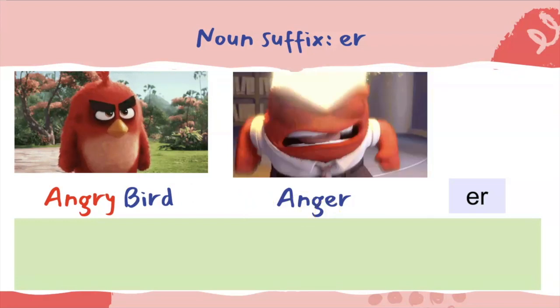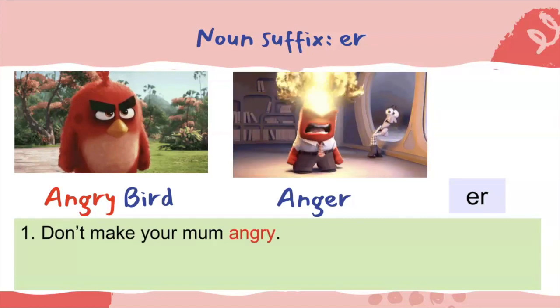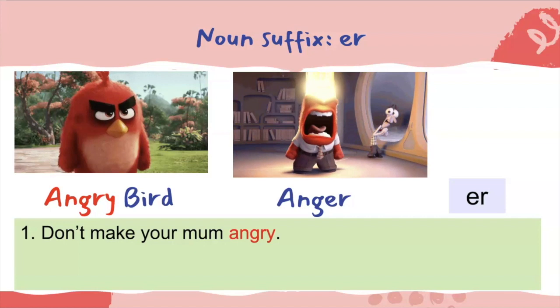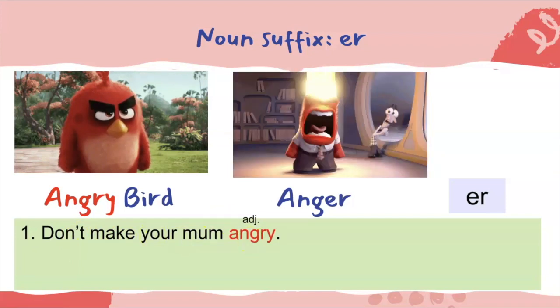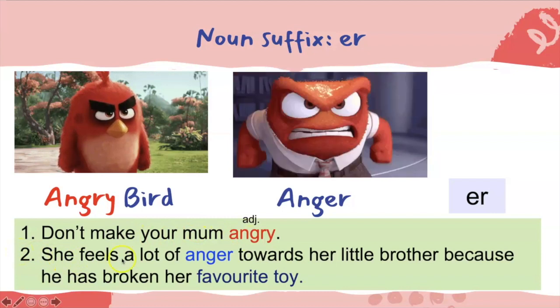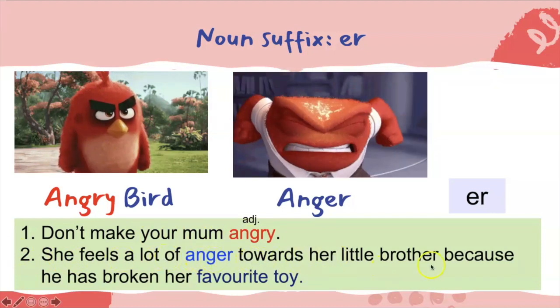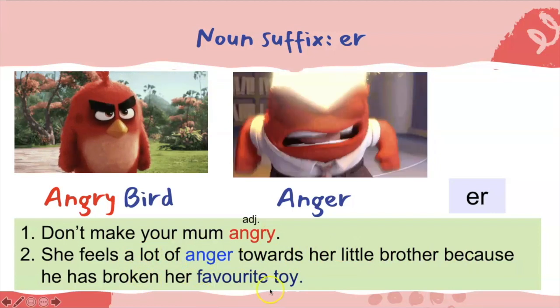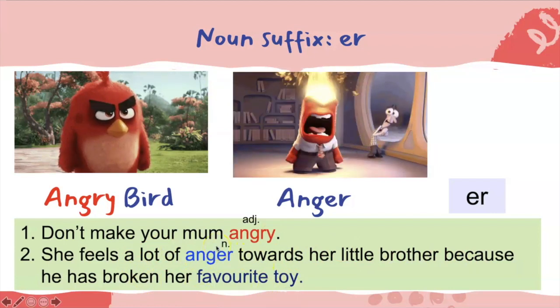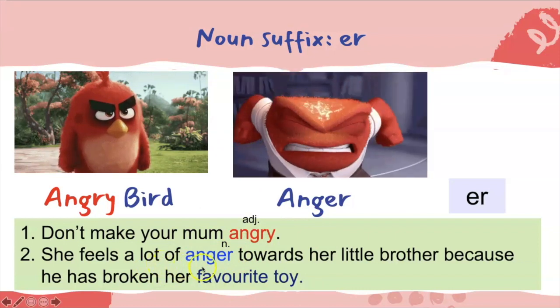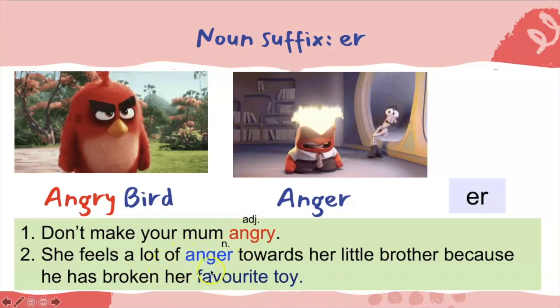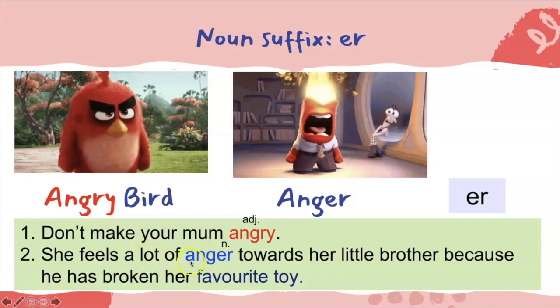Let's look at more examples. Number 1, don't make your mom angry. Angry here is an adjective to describe the feeling of your mom. So here it actually means don't make your mom feel angry. Number 2, she feels a lot of anger towards her little brother because he has broken her favorite toy. Anger is a noun here. We usually have a noun after a lot of something, right? Therefore, we should put a noun, anger, after a lot of.